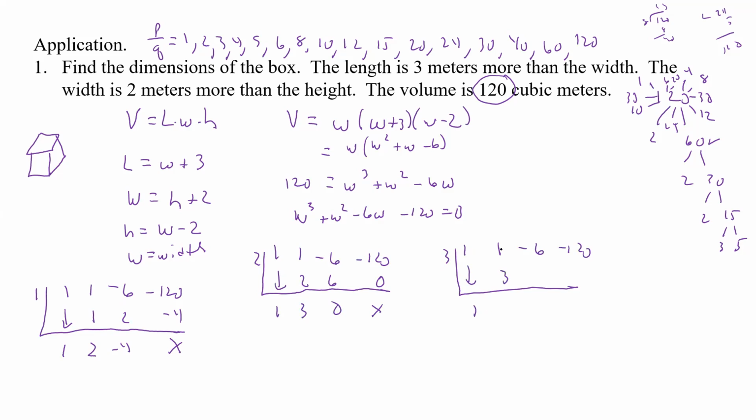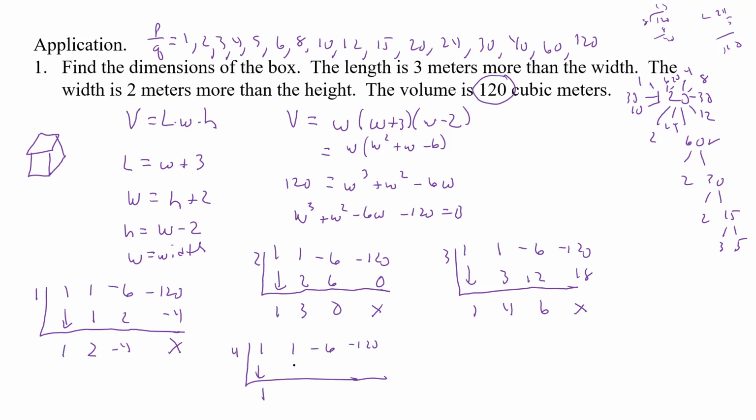1, that's 3, that's 4, that's 12, that's 6, that's 18. That's a no-go too. All right, so what's our next one? 4. Okay, 4. 1, 1, minus 6, minus 120.